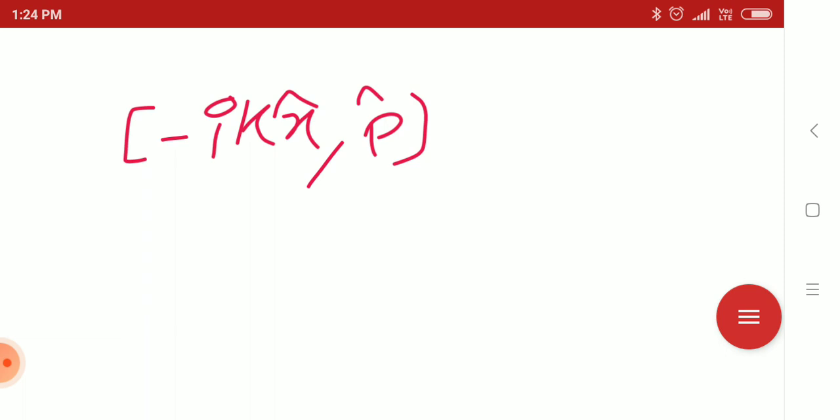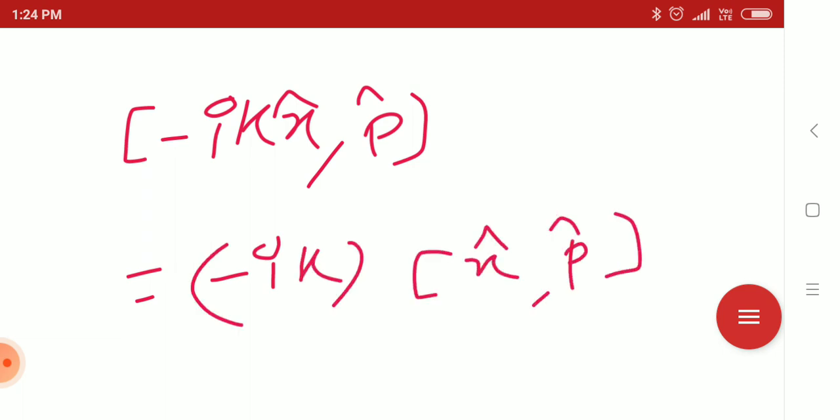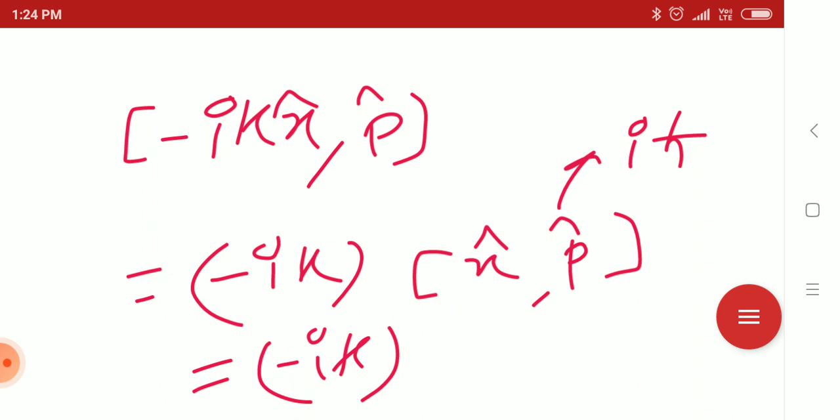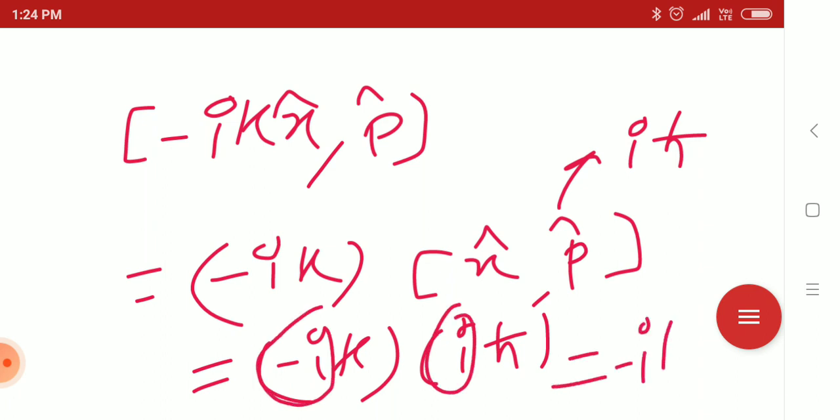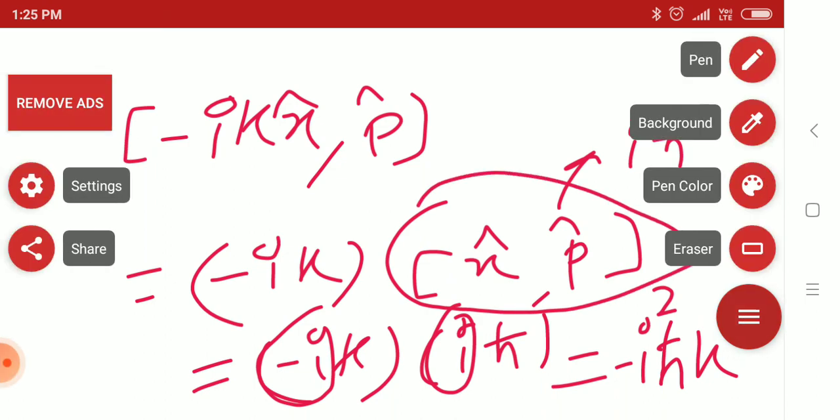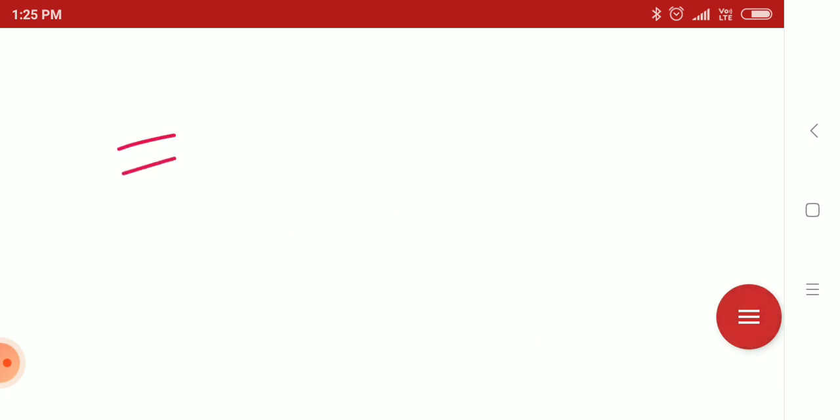x and p are operators. So minus ik is outside, then we write x comma p. The known commutation relation of x comma p is i h cut. So minus ik into i h cut, that means minus i squared h cut k. One important thing you have to remember is the commutation relation x comma p equals i h cut. So you get the relation as equal to h cut k.